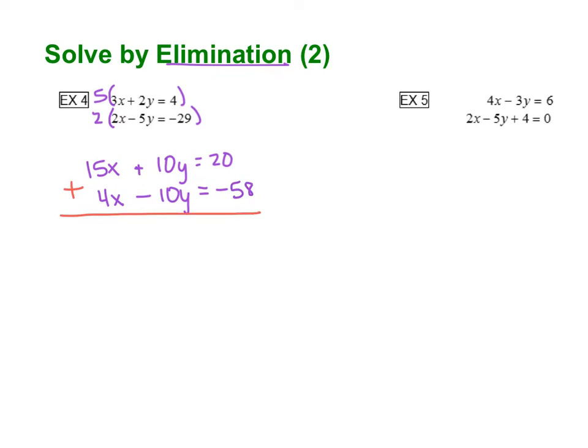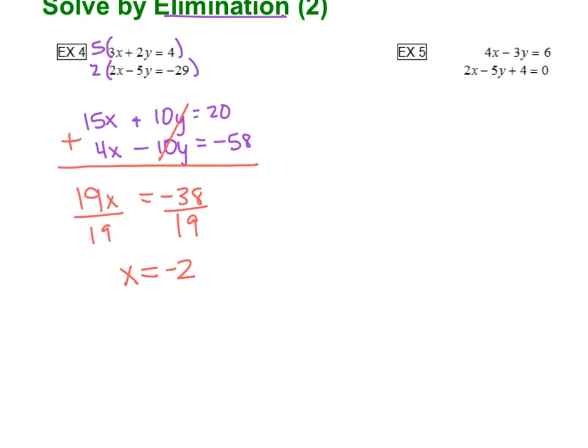15x plus 4x is 9x. 10y plus a negative 10y cancels, so equals, and then 20 plus a negative 58 is a negative 38. And did you guys catch my mistake already? 15 plus 4 is not 9, it's 19. Okay, so now we keep solving for x, divide both sides by 19. Negative 38 does divide by 19 evenly, which is nice. We're going to get a negative 2. So we'll be able to avoid a fraction on our x value.